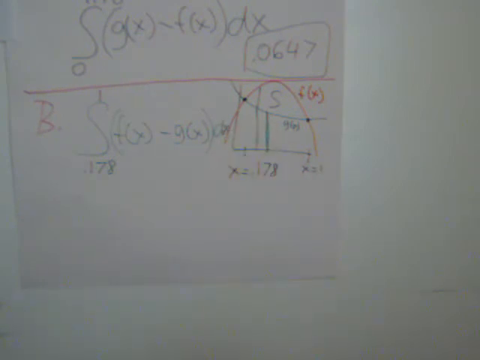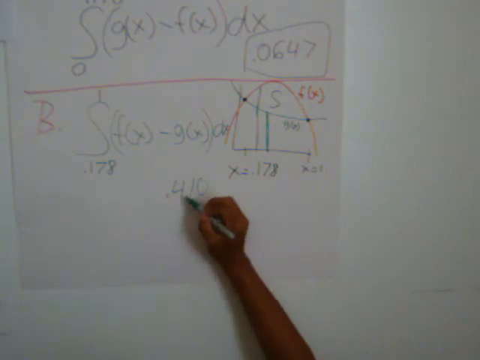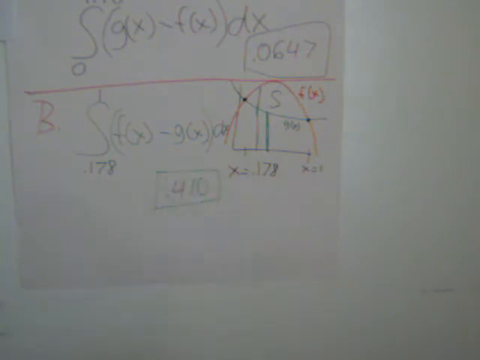If you did this right and you plug this into your graphing calculator, you should get the area of S to equal 0.410. Remember on your AP exam to always put 3 decimal places, and you don't need units for this problem since no units were mentioned in the directions.